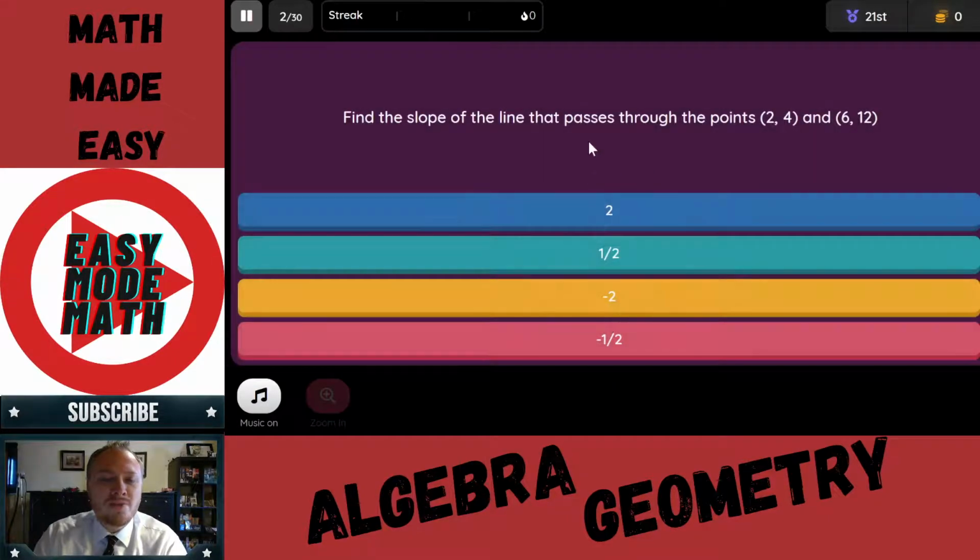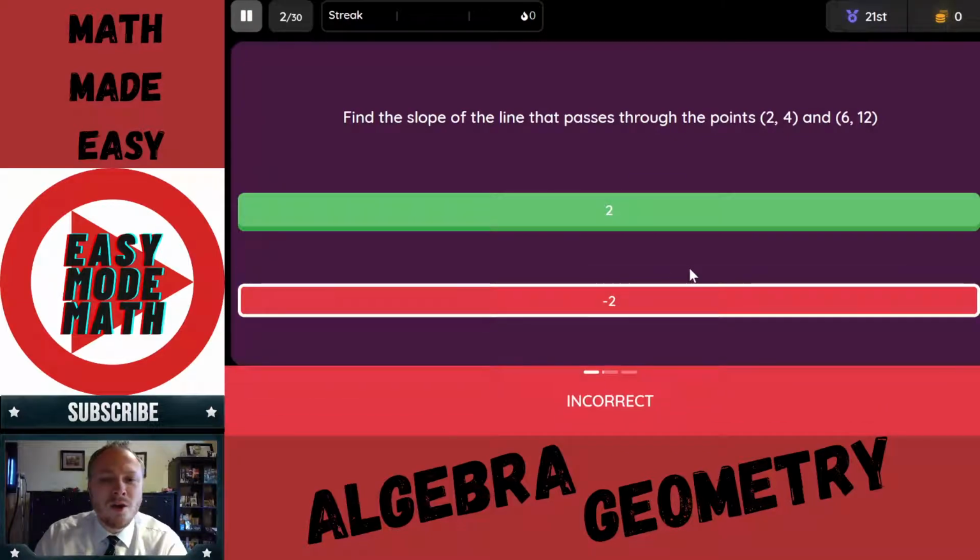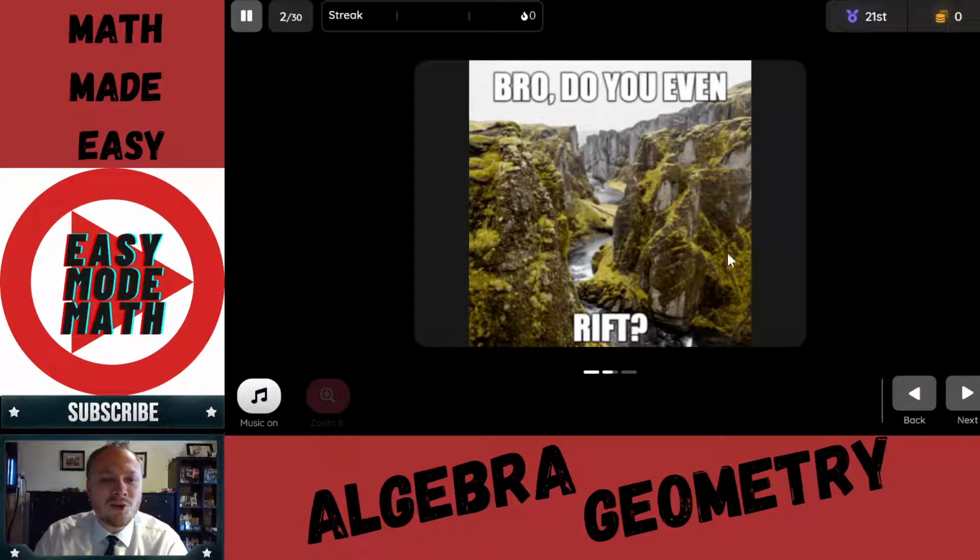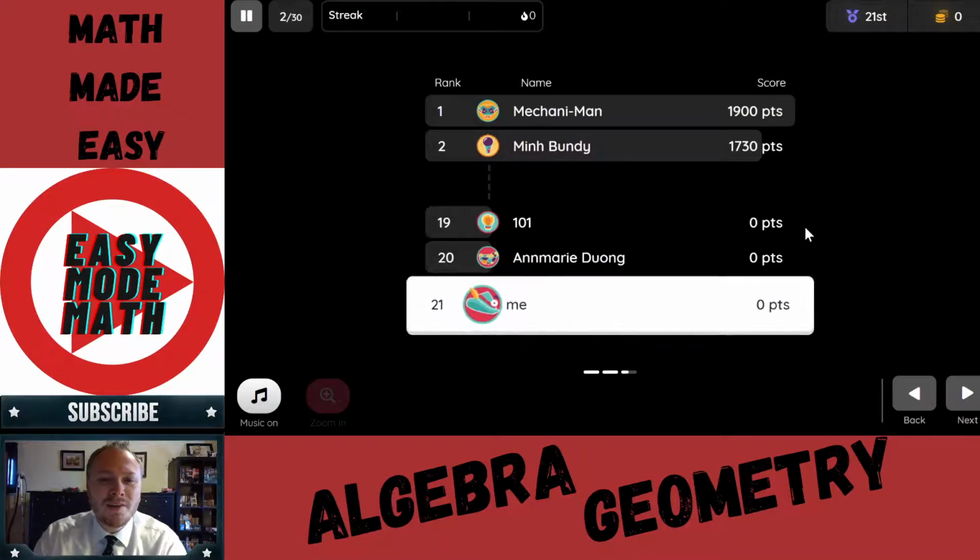I have 0 points. Find the slope of the line that passes through the points (2, 4) and (6, 12). Is it 2, 1/2, -2, or -1/2? You decide. I'm going to choose a random answer each time. Maybe we'll be right, maybe we'll be wrong, but we'll see. No, I chose -2, but it was +2.